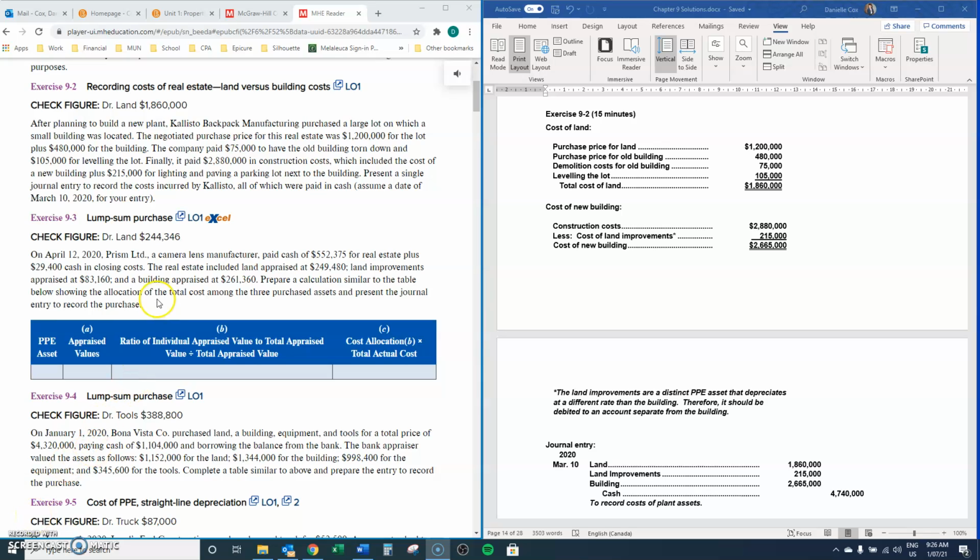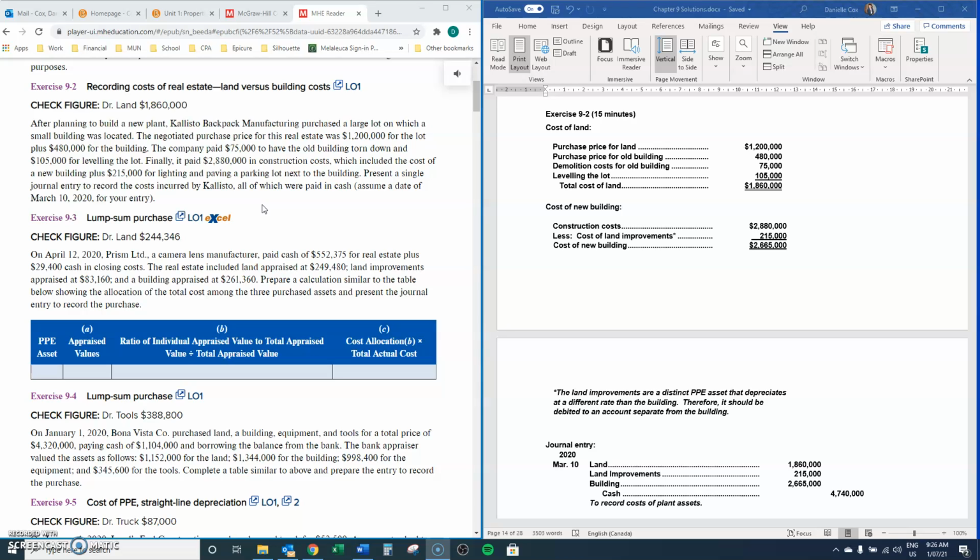Okay, let's take a look at exercise 9-2. After planning to build a new plant, the company purchased a large lot on which a small building was located. The purchase price was $1.2 million for the lot plus $480,000 for the building. They paid $75,000 to have the old building torn down and $105,000 for the leveling of the lot.